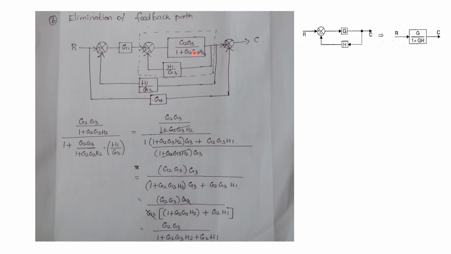This G2, G3 divided by 1 plus G2, G3, H2 into this feedback gain, H1 divided by G3. Okay, so all these values should be written inside a single block. So this will be one big expression, isn't it? In the numerator, you have a numerator and denominator. In the denominator also, you'll be having a numerator and denominator. So we have to simplify it. After simplifying this, we can replace this whole block by means of a single box.